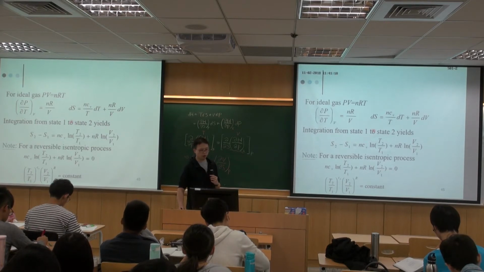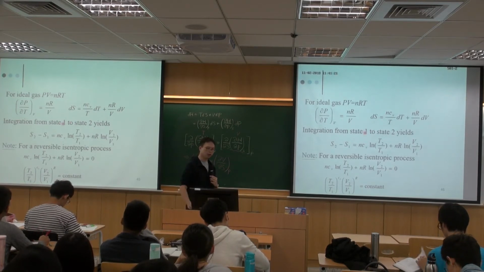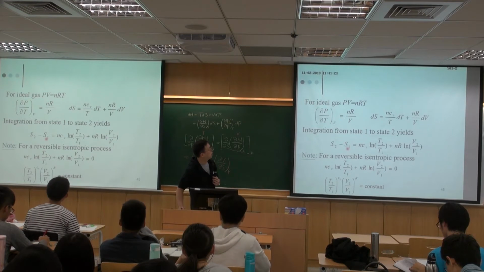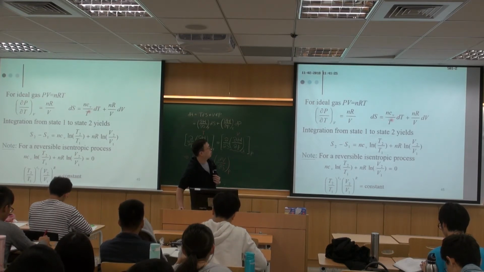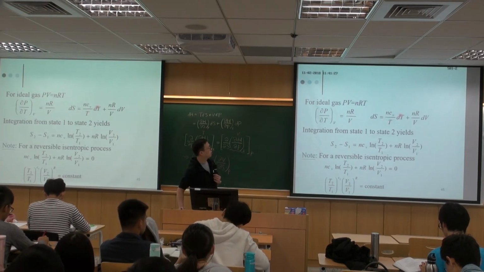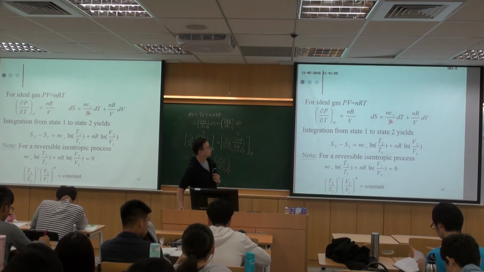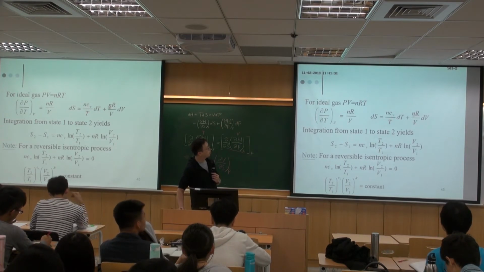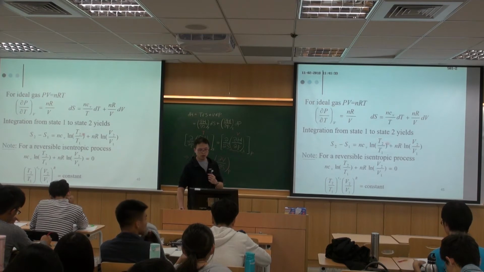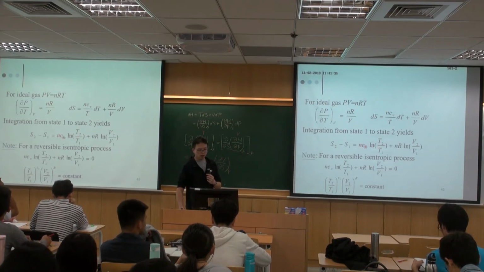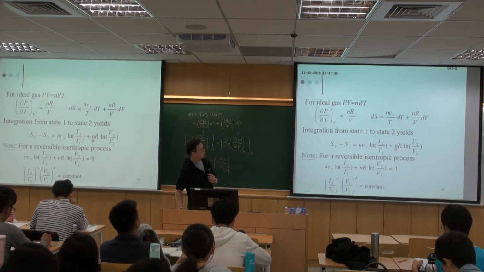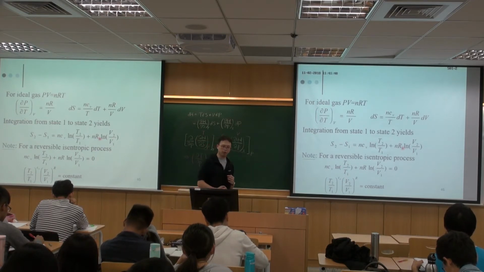And if you do the integration from state 1 to state 2 to calculate delta S, because this is integration of dT times 1 over T, you'll have a log term here, and you also have a log term over here. So it's simply nCV log T2 over T1 plus nR log V2 over V1.